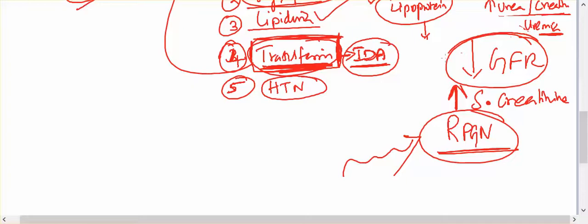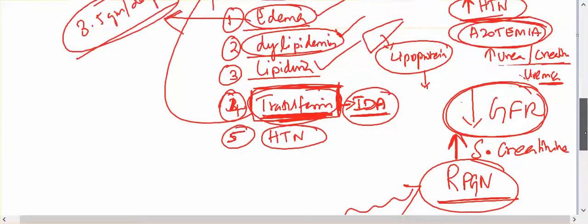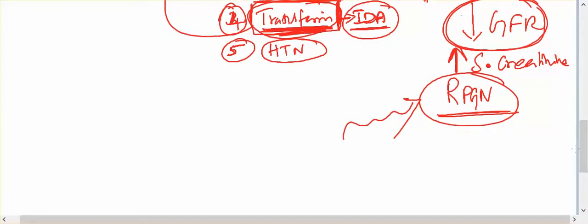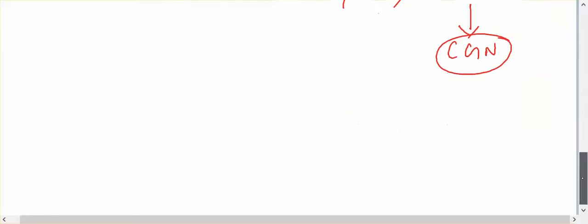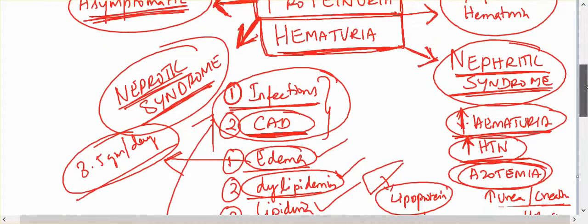Okay, so if you leave the disease like that, they will go for chronic glomerulonephritis. Then all the kidney goes for fibrosis. Then they go for end stage renal disease. You all understand this? Okay, I will repeat once again.